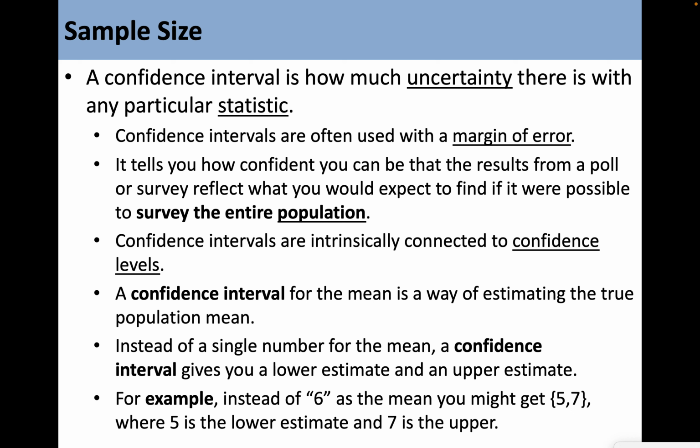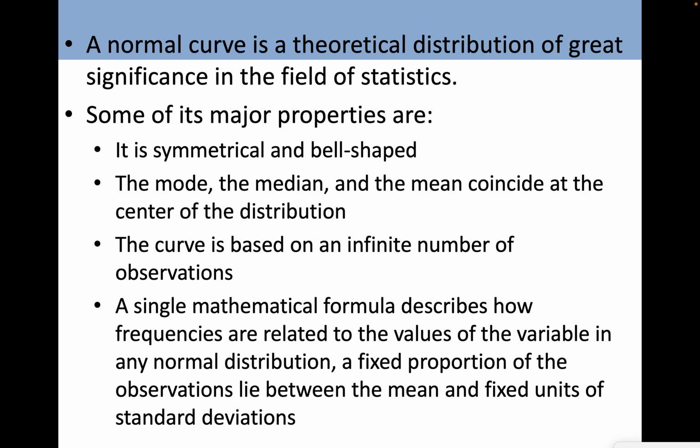A confidence interval for the mean is a way of estimating the true population mean. Instead of a single number for the mean, a confidence interval gives you a lower estimate and an upper estimate. For example, instead of 6 as the mean, you might get 5 and 7, where 5 is the lower estimate and 7 is the upper. Or 6 plus or minus 1, I guess. Yeah, 6 plus or minus 1.